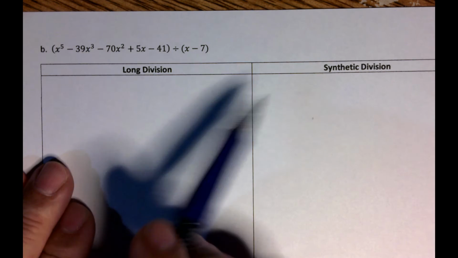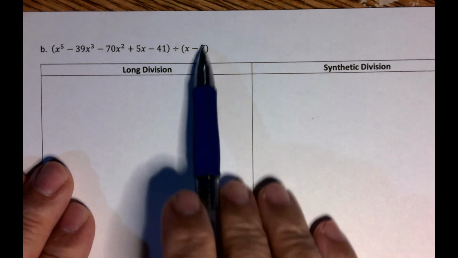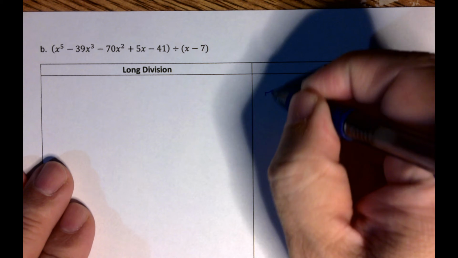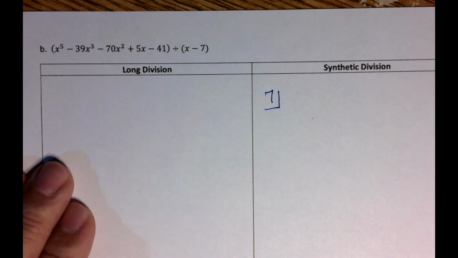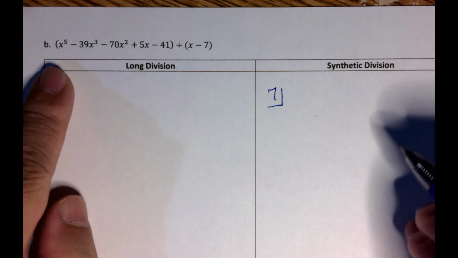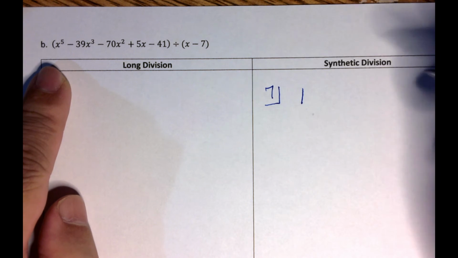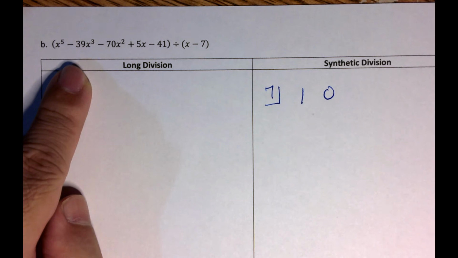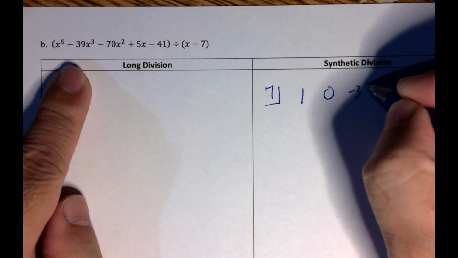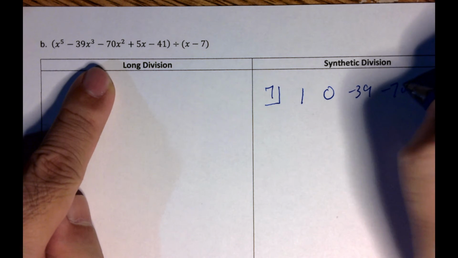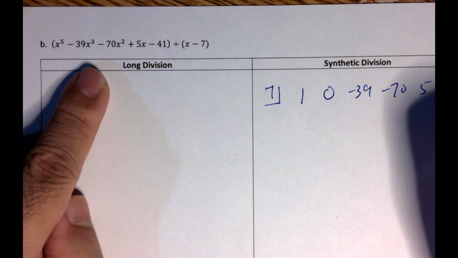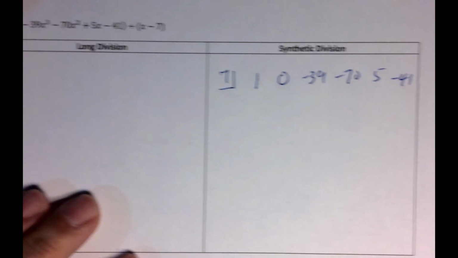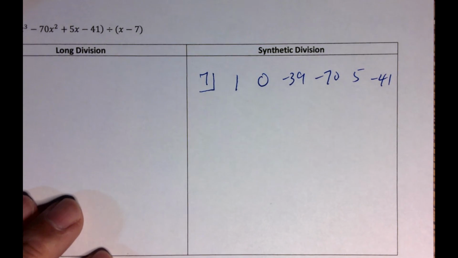And I'll show you that one in a second. So x minus 7 gives me a 7 to put in my box, okay? And then the coefficient of x to the 5th is 1, and I'm missing the x to the 4 term. So I'm going to put a 0 for that missing term, and you definitely need it for synthetic division. And then -39 is the next one. Then -70, 5, and negative 41. All right, so I've copied all my coefficients.